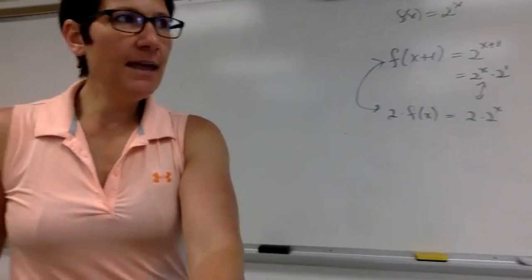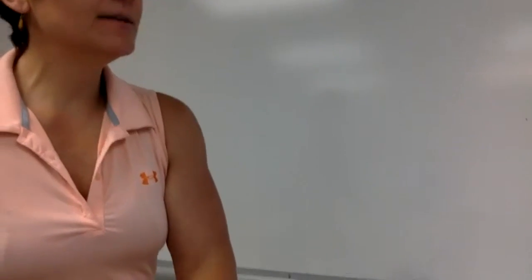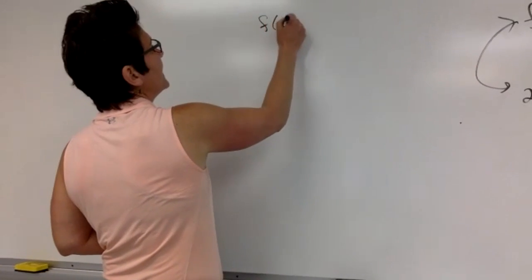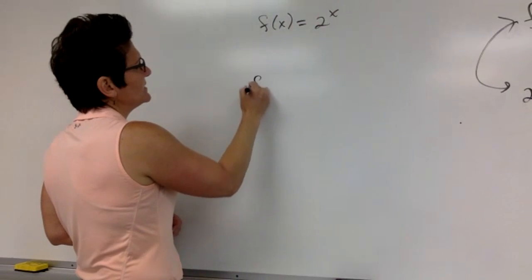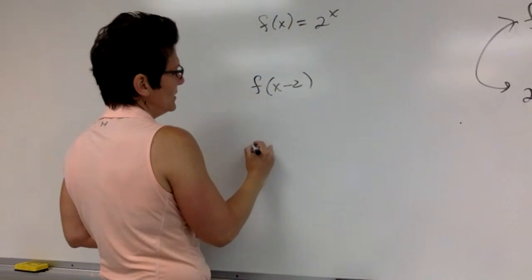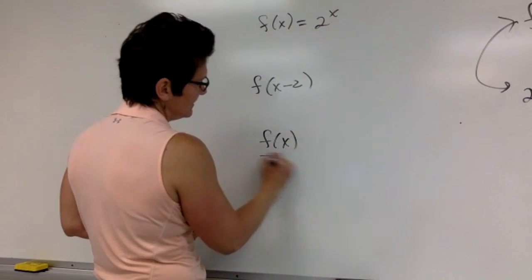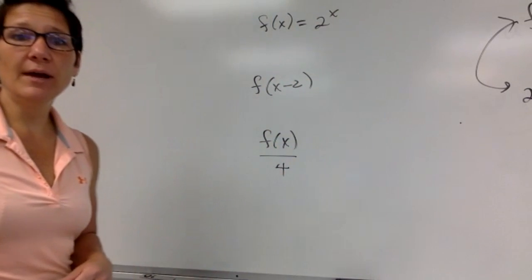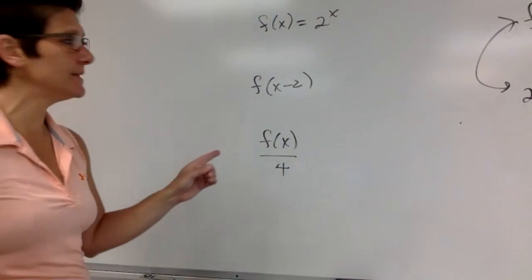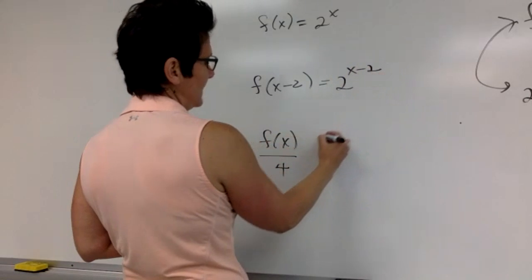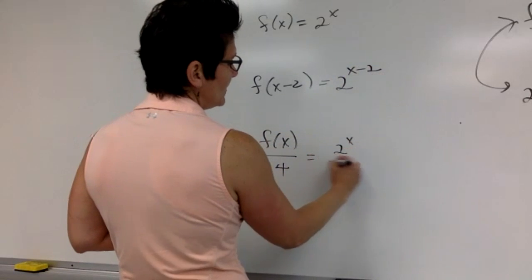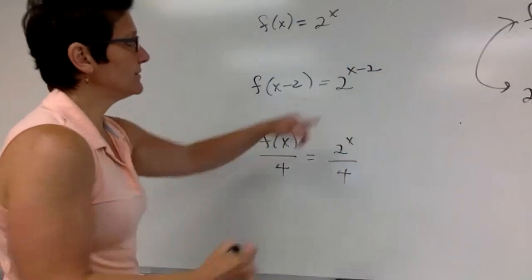Okay? And then I believe the other one was, I think the second one, if I remember, still using f of x is equal to 2 to the x, right? And this time, I think it was f of x minus 2 versus f of x divided by 4, right? That's what we had. Those were the two that we had to compare. So when we compared them, we had 2 to the x minus 2, and then this became 2 to the x over 4 when we substituted it in.